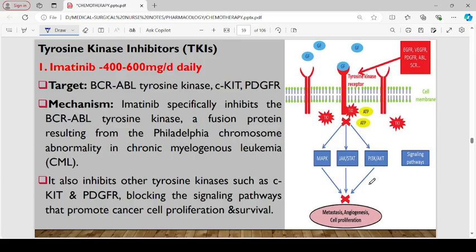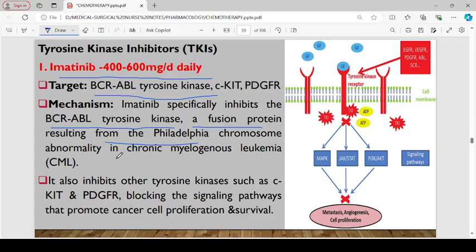Starting with the tyrosine kinase inhibitors, we have an example like imatinib, which you normally give between 400 to 600 milligrams daily. It targets the BCR-ABL tyrosine kinase. The mechanism of action is that it specifically inhibits this BCR-ABL tyrosine kinase, a fusion protein resulting from the Philadelphia chromosome abnormality in chronic myelogenous leukemia.